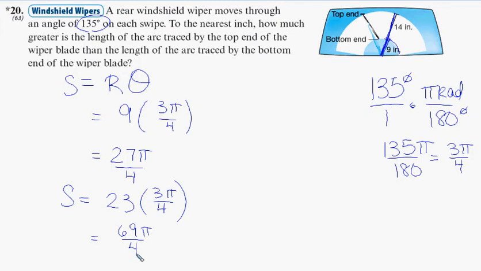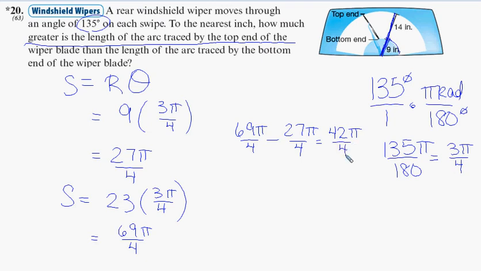And so our two pieces of information are 69 pi over 4 and 27 pi over 4. We've been asked to find how much greater the length of the arc traced by the top end of the wiper blade is. So we're going to have to take 69 pi over 4 minus 27 pi over 4. Pretty convenient that we have a common denominator and we have like terms. So we just need to take 69 minus 27, which will give us 42 pi over 4.